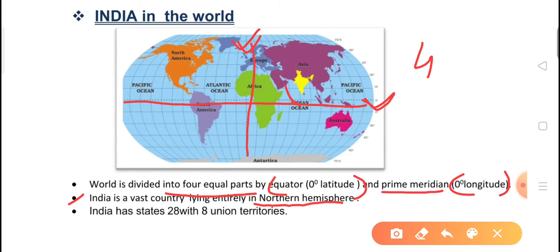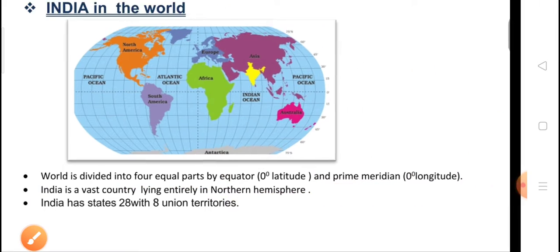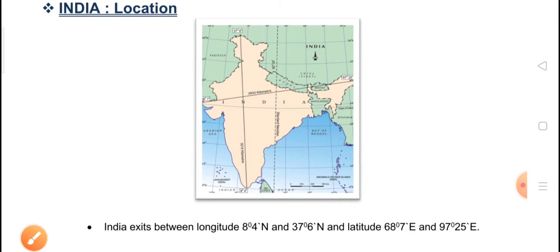As we know that India is a very big and vast country and it completely lies in the northern hemisphere. But the real position of India is northeast in the world. And India also has 28 states with 8 union territories. So next is India's location.